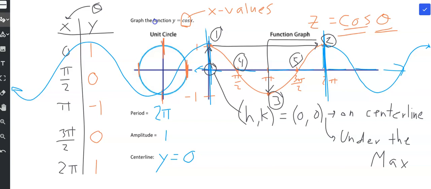I think that's enough information for the cosine function. We need to go on to the... I have a couple quick questions for you to think through. I don't want to take a bunch of time right now.